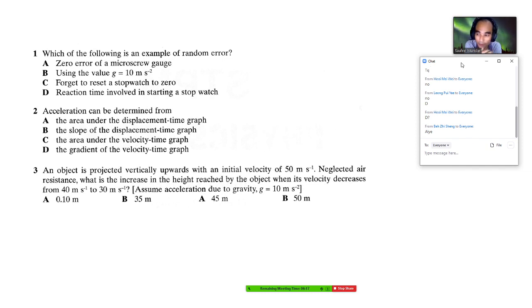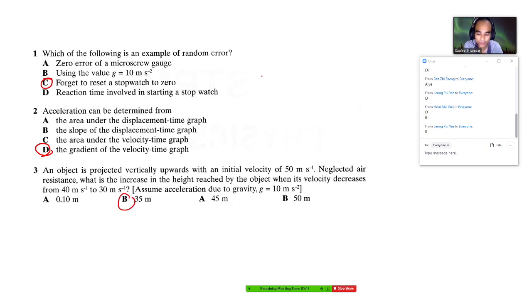Okay, number two: acceleration can be determined from? I think it's D, the gradient. Yes, D. It's the gradient of the velocity-time graph. Correct. Number three: I put B. Yes, the answer is B.